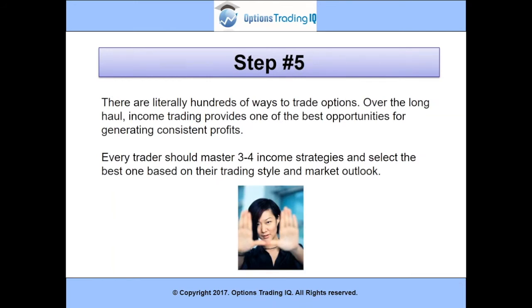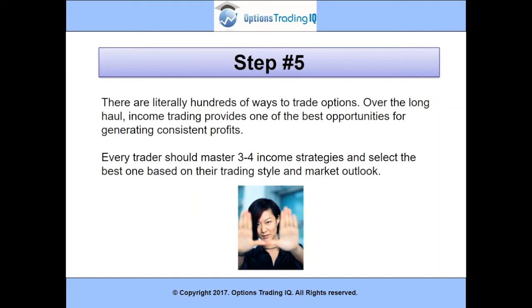Okay, step 5, which is strategy selection. So, there's literally hundreds of ways to trade options, hundreds of ways to trade the stock market, and over the long haul, I strongly believe income trading provides one of the best opportunities for generating consistent profits. So every trader should master at least 3 or 4 income strategies and select the best one based on their trading style and market outlook. So if you're starting out, 3 or 4 is a good place to start. You don't want to get overwhelmed.